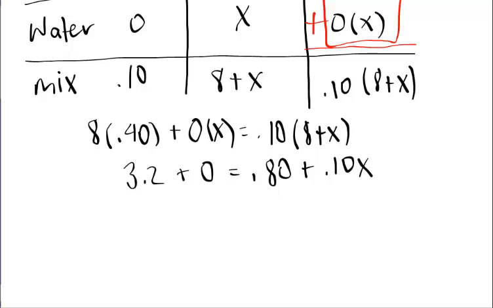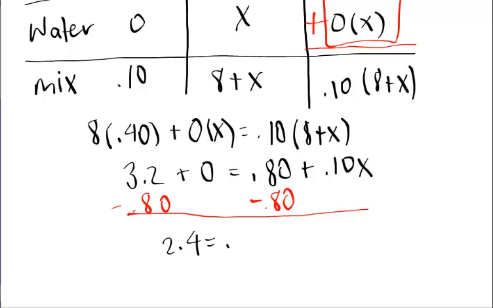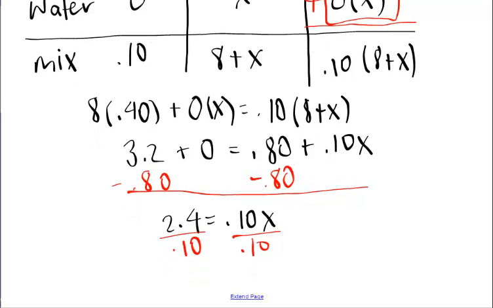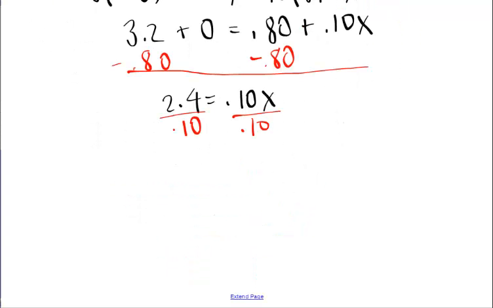Move all the numbers to one side away from the variable. And 3.2 minus 0.8 is 2.4 equals 0.10x. And then divide everything by 0.10. And you end up with x equals 24 liters. But 24 liters of what? Water.